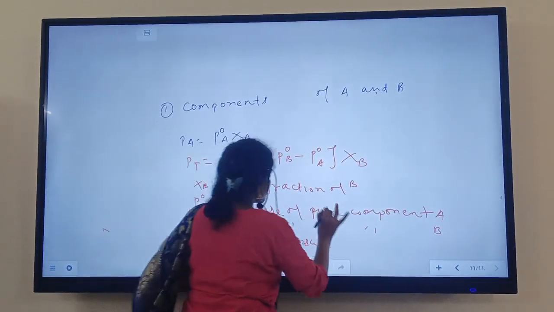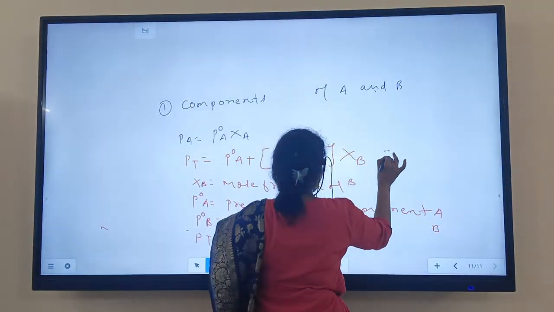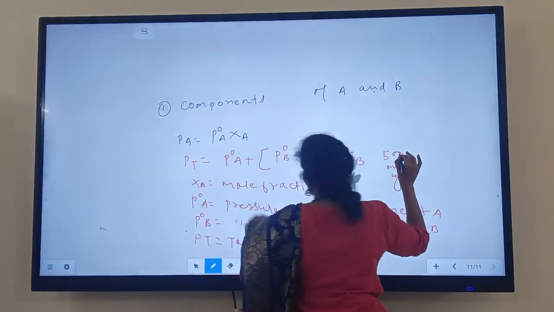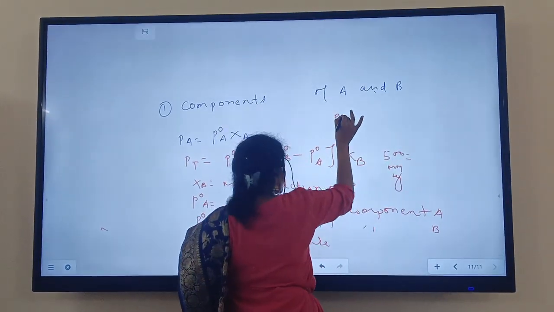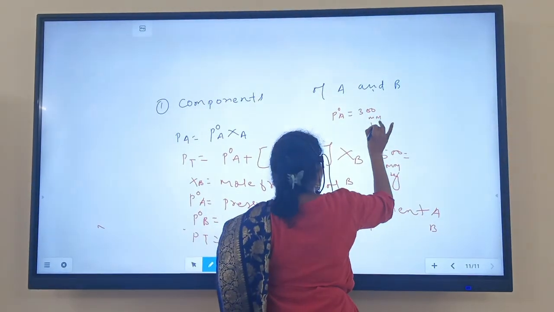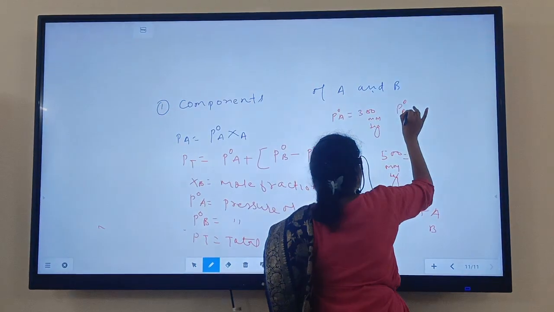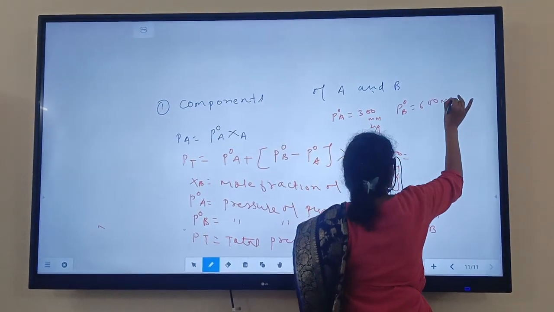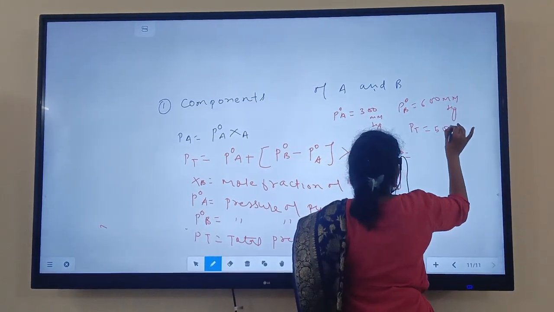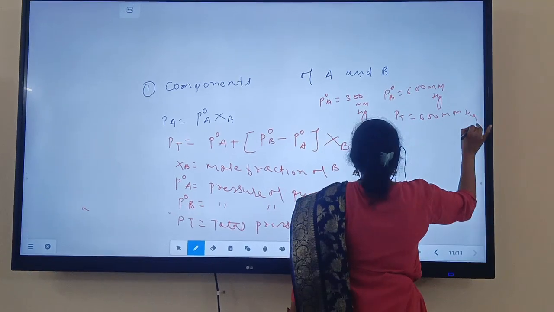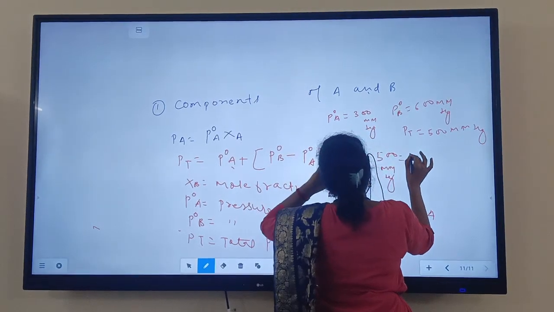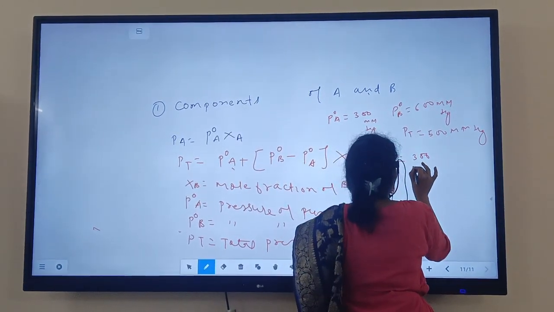Okay, from this formula, put the value there. Total pressure is given to be 500 mm Hg. What is P naught A? From the question, P naught A is 300 mm Hg and P naught B is 600 mm Hg. Okay, and P is 500 mm. Right here, in this formula, what is P naught A? 300 mm Hg.